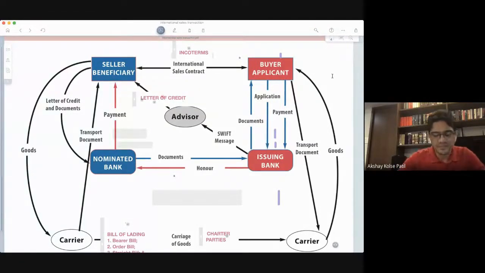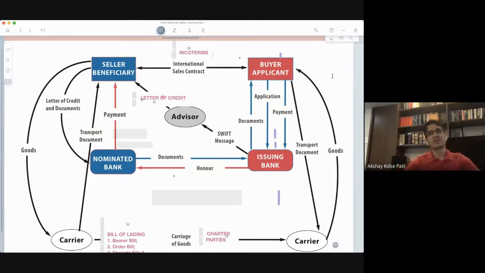So in any case, let's get back to this. This chart will show in detail an international sales transaction, and we'll go through this first with the Incoterms, then the letter of credit, and then the transportation and the documents involved in the transportation of the goods. And this will completely explain how a maritime or international sales transaction will take place.